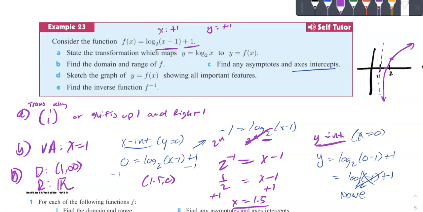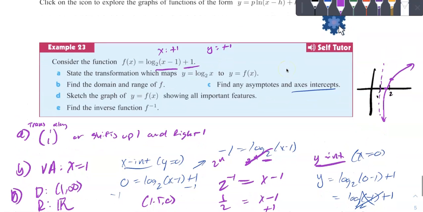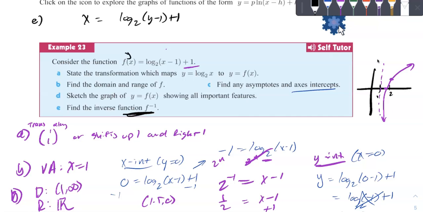So there we go. Find the inverse function. Now, this is find it, not graph it. So they don't want us to graph the inverse function, which means we just flip it across. They want us to find it. So if you want to find the inverse function, do it up here. Inverse: switch x and y. So we're going to switch it. x equals log base 2 of y minus 1 plus 1.